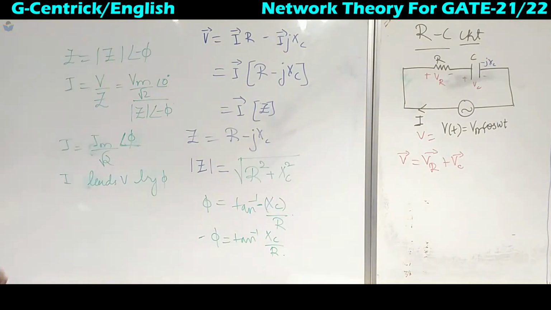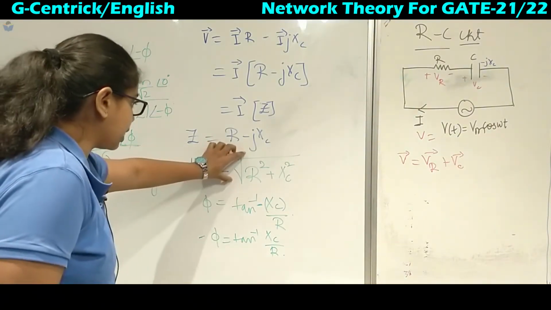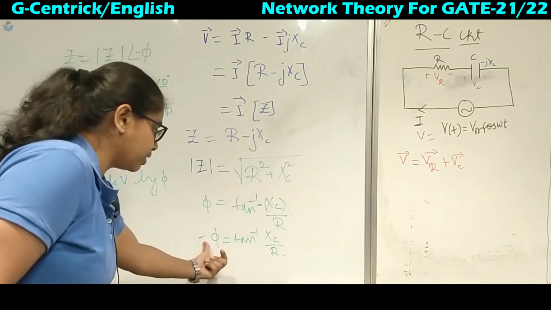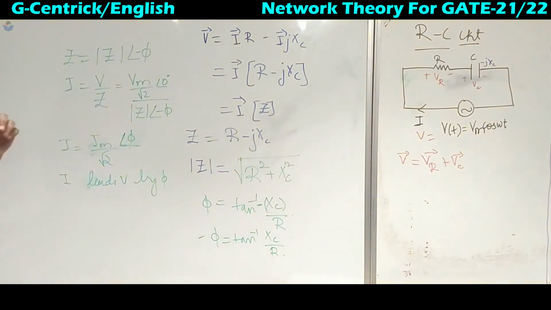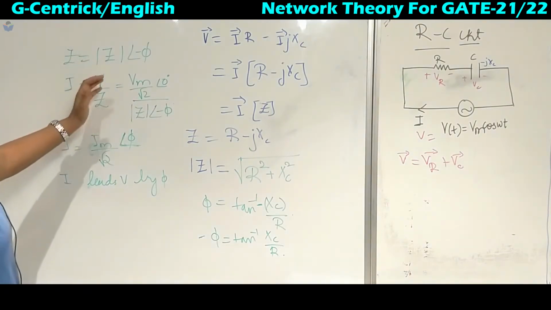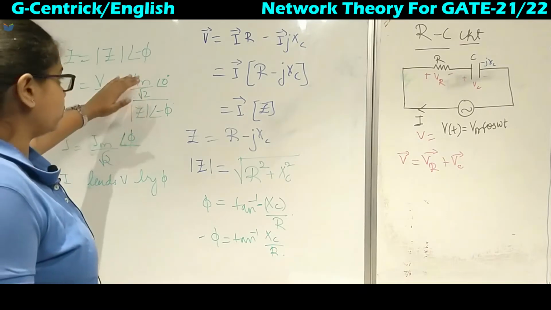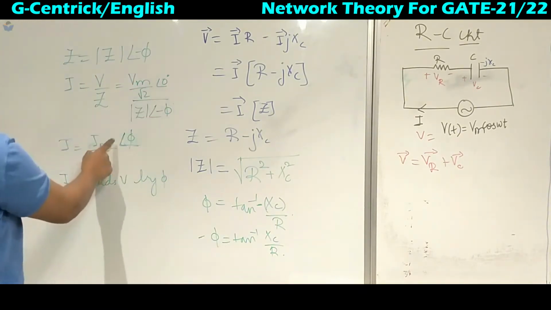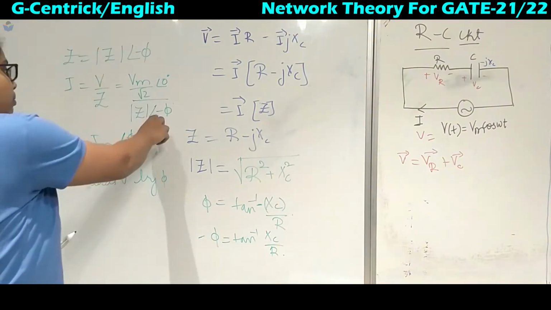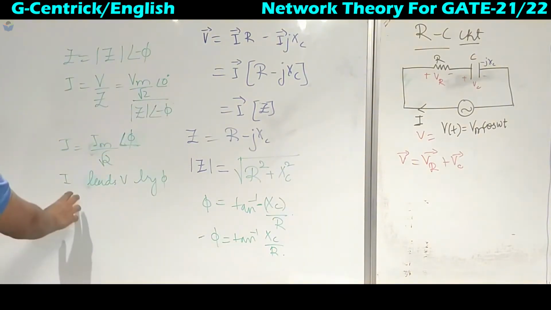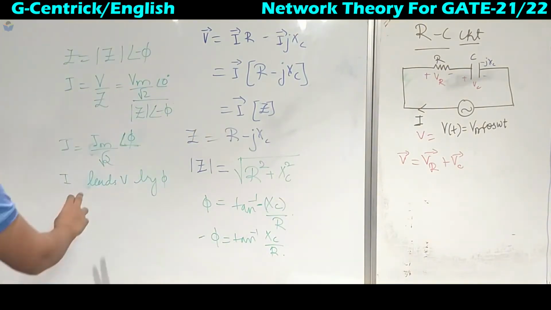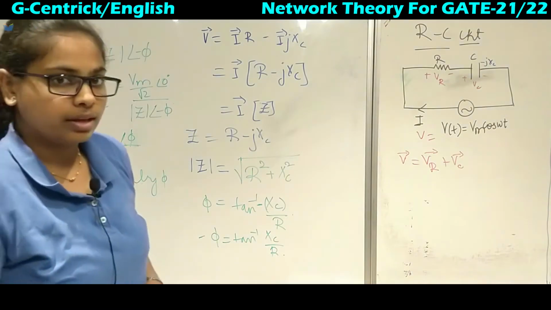This is the meaning of R square plus X square, and when you take the minus sign outside, it comes as negative. The value of I comes out to be V by Z, and we substitute the RMS values. Vm by root 2 is nothing but VRMS. So minus phi becomes plus phi, which means it is moving in the anticlockwise direction, hence I leads V by phi degrees.